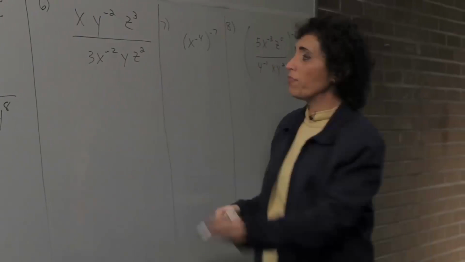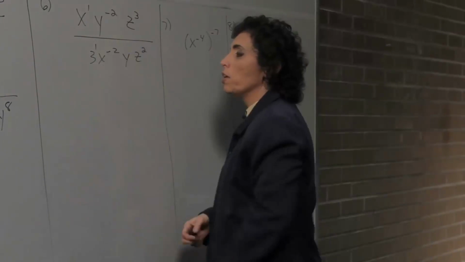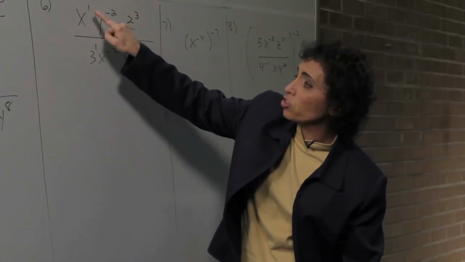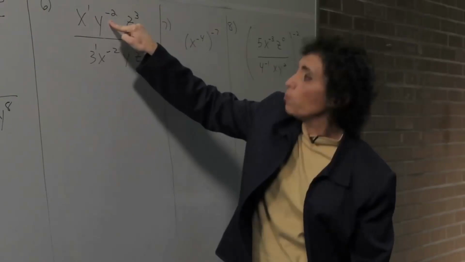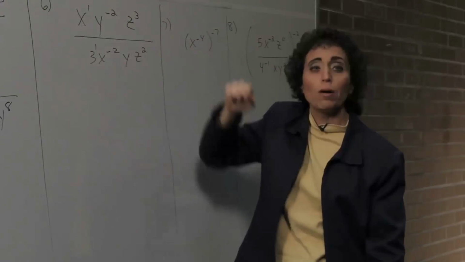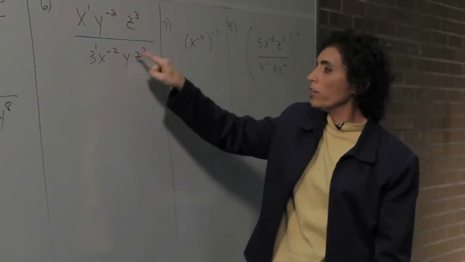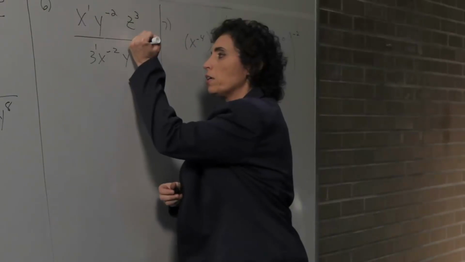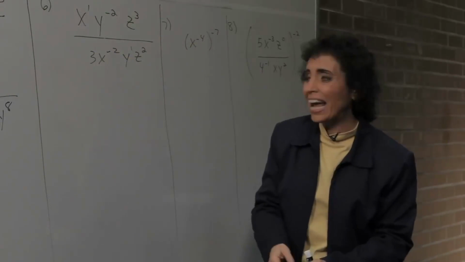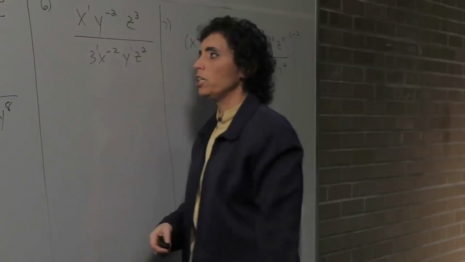Okay, factor by factor. Here's what we do. I'm going to put ones where I don't see an exponent because I need you to clearly understand that x is to the 1st power, y is to the negative 2 power, z is to the 3rd power, 3 is to the 1st power, x is to the negative 2 power, and y is to the 1st, forgot him, z is to the 2nd. So that negative 2 power is not for the 3 and the x, it's just for the x. So you need to understand that.